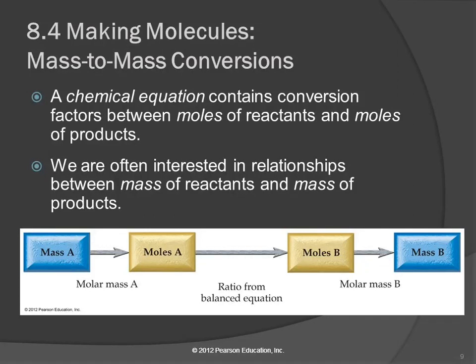Making molecules: mass to mass conversions. So the chemical equation, like we were just talking about, gives us conversion factors between moles of reactants and moles of products. But we're interested in relationships between masses because we have balances. We can weigh the products, we can weigh the reactants, and so that's a much more practical thing.